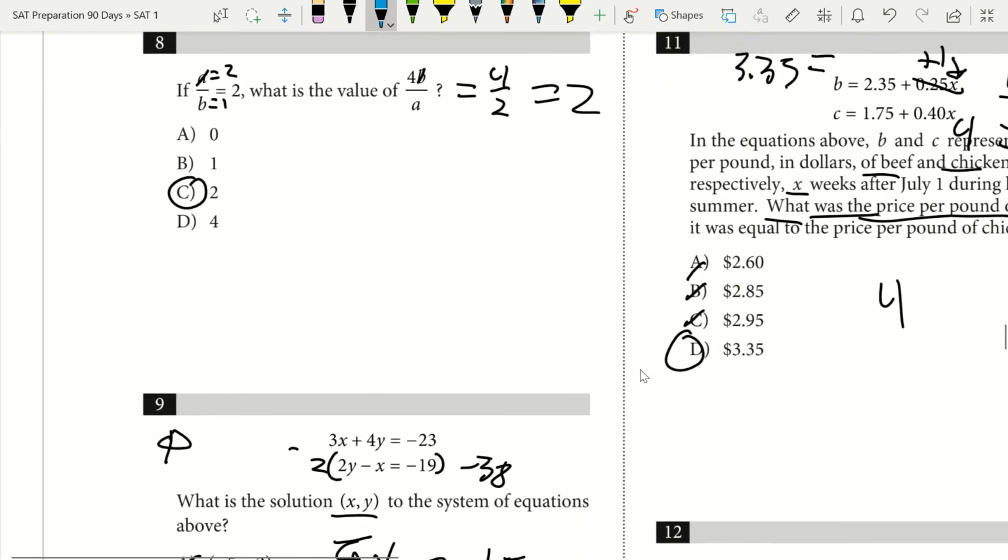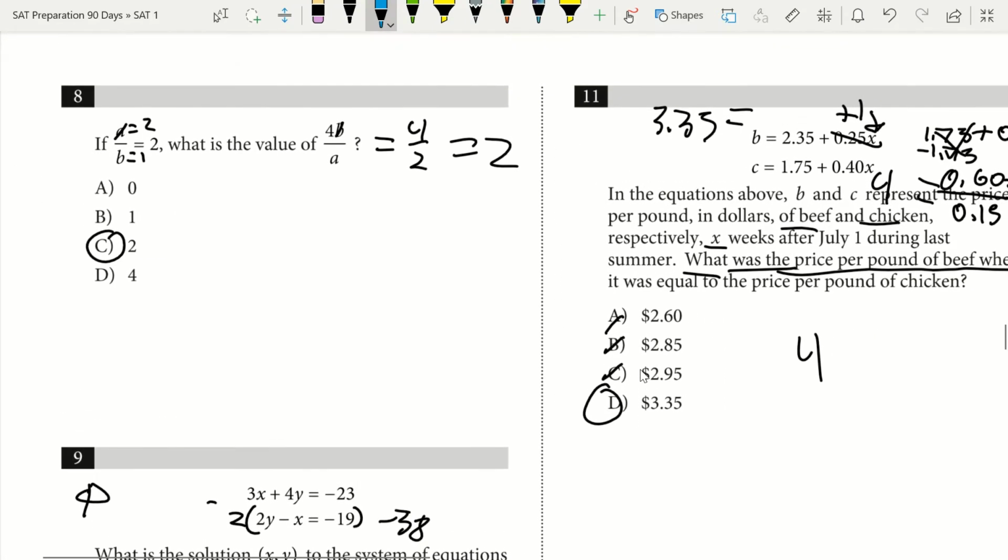Go down. Number 8. If A equals 2, so I've got A over B equals 2. That means I can say A is 2. I can say B is 1. If I plug in then that 1 for B, I got 4 times 1 over 2. So that's 4 over 2, which is 2. That's correct as well. That's checked.